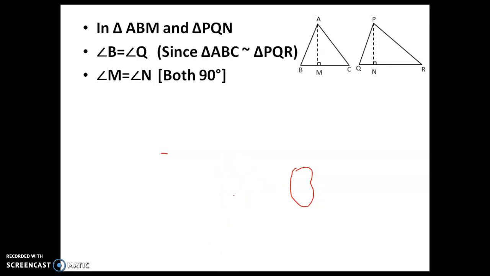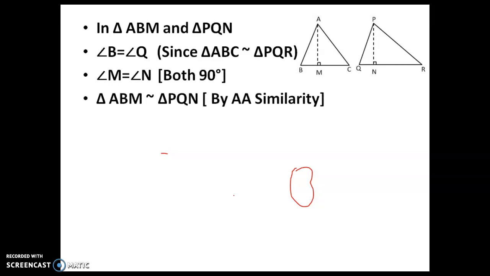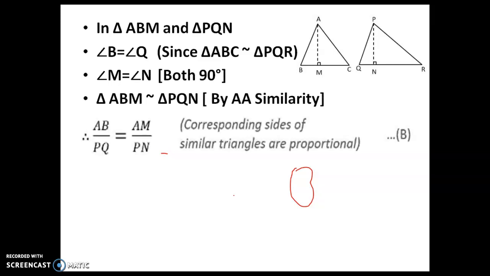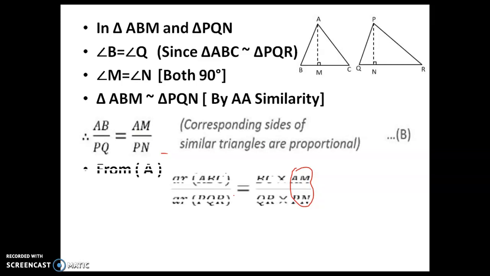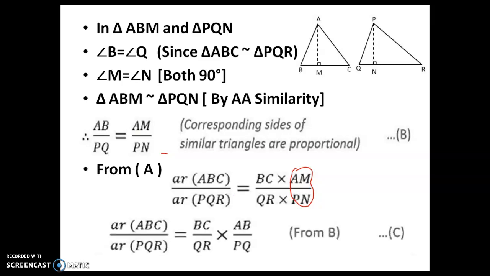So in that two angles are equal. Okay. Then these two triangles are similar. So we can write the sides are proportional. Okay. Then after that from A. Okay. From A, this value, this B equation we got now, that we are going to substitute in this A equation. So we got BC by QR into AB by PQ. Okay, AB by PQ we have substituted.